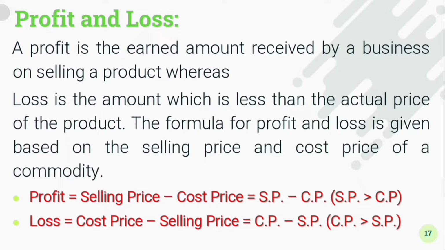Profit and loss. A profit is the earned amount received by a business on selling a product, whereas loss is the amount which is less than the actual price of the product. The formula for profit and loss is given based on the selling price and cost price of a commodity. Profit is equal to selling price minus cost price, where the sale price is greater than the cost price. And loss is equal to cost price minus selling price, where the cost price is greater than the sales price.